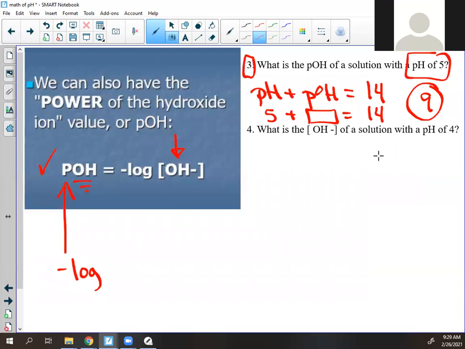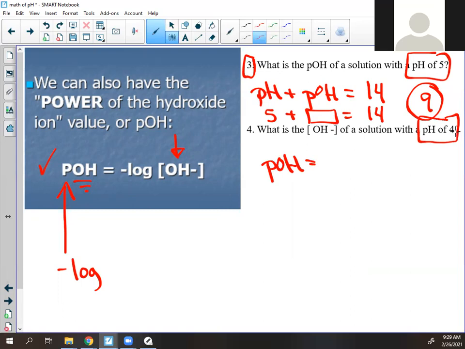Pretty easy so far. Okay, now it's going to get real different though. It wants number 4. It says, what is the OH of a solution with a pH of 4? And once again, you don't have to get this right or on the test, but it's kind of interesting. If I know the pH of 4, then I know the pOH is equal to what?